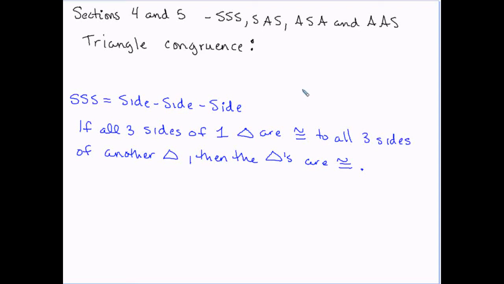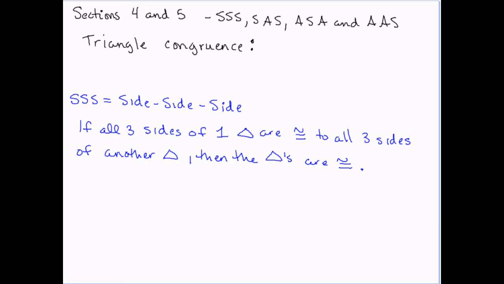There are four kinds of congruence that we're going to study. The first one is side-side-side, abbreviated SSS, and that tells us if all three sides of one triangle are congruent to all three sides of another triangle, then the triangles are congruent.